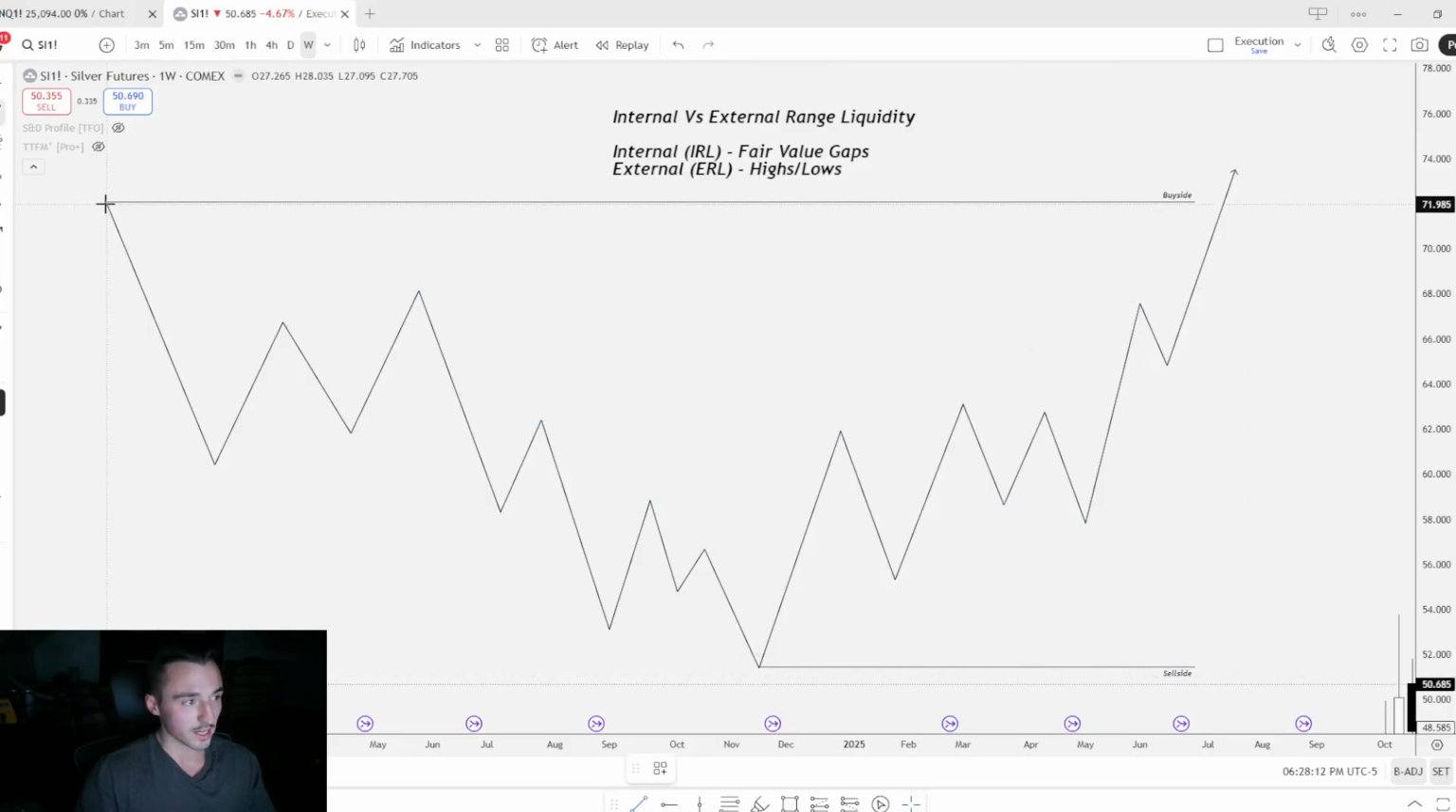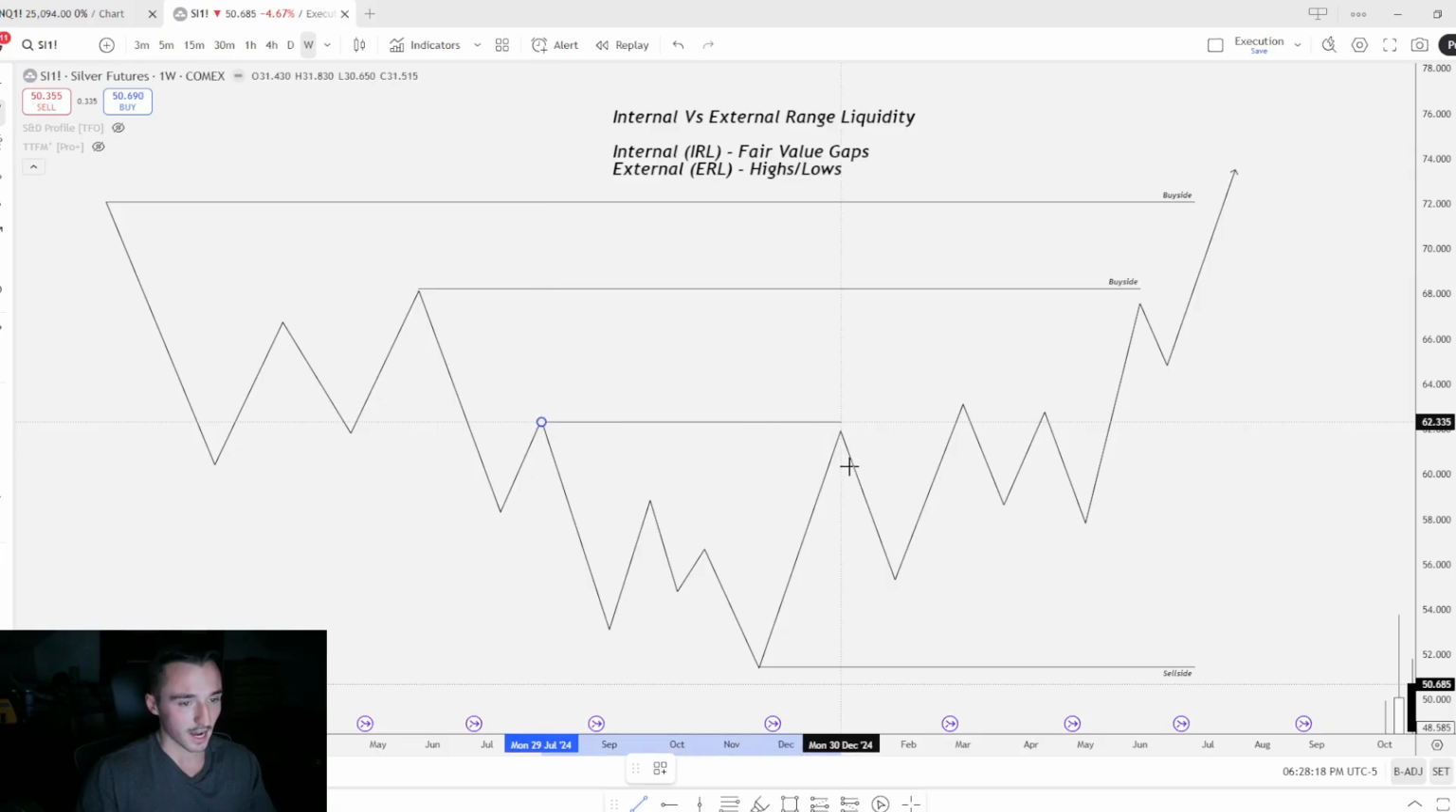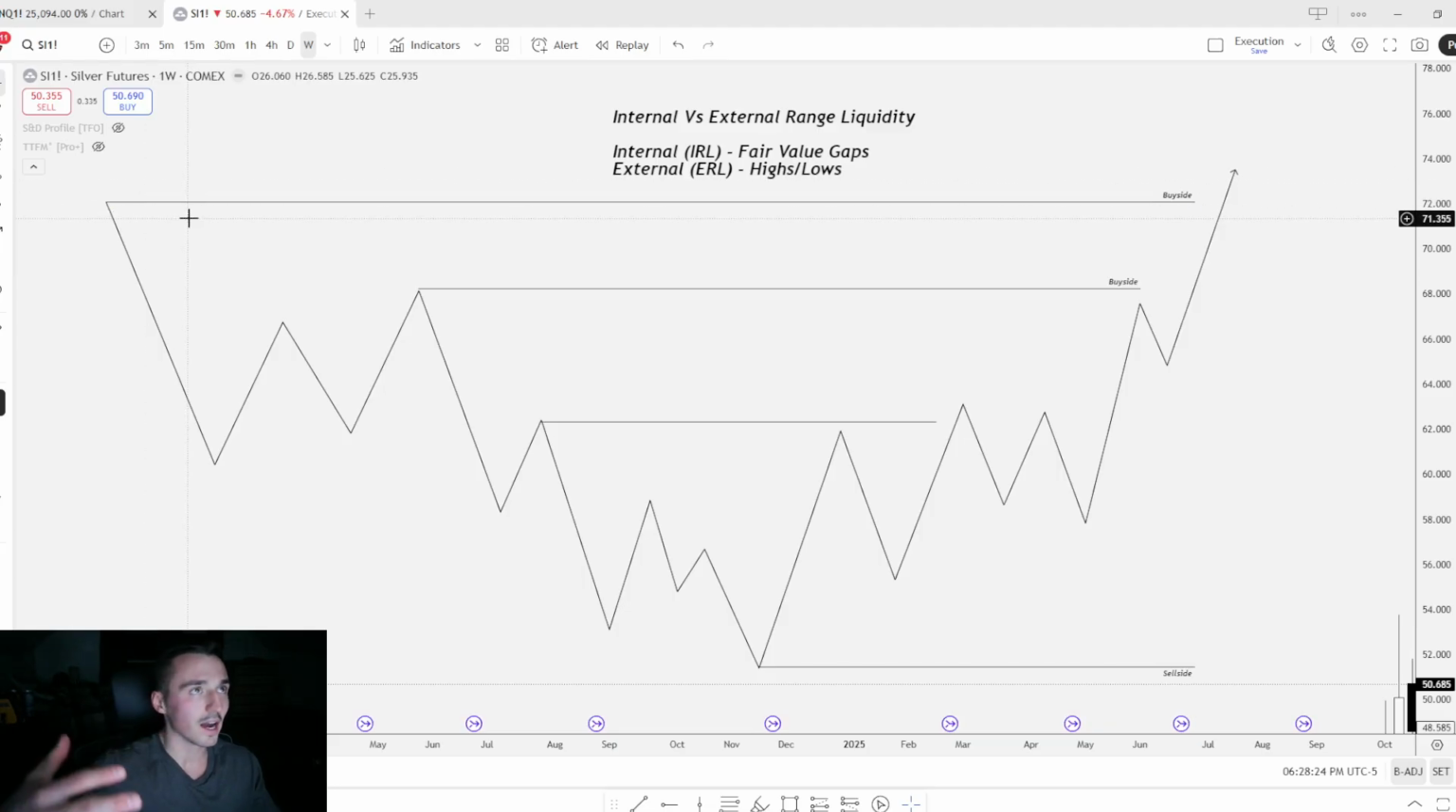And within this range, this high and this low, this also becomes external range liquidity, right? Whenever we take these highs, this is still considered external range liquidity. This is just the highest high, right? So if we're looking at a daily chart and this is our high and this is our low, we want to be looking to trade to this high. These would be your lower time frame external liquidity marks, right?